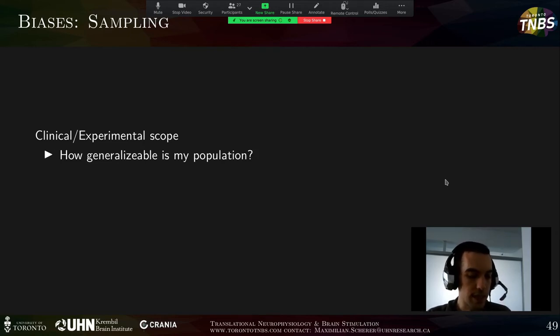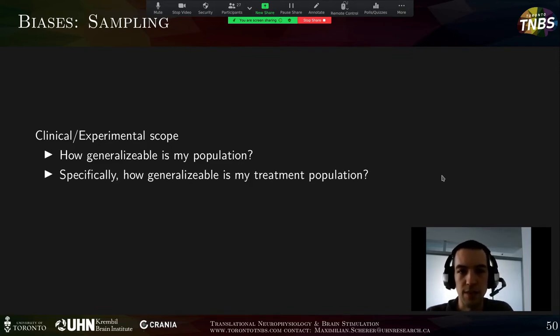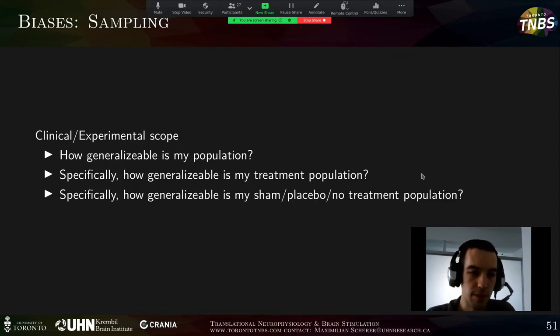And as I already said, when doing your study and sampling your population, you always gotta ask yourself how generalizable is the population you're looking at. And ideally, you don't just ask that across the whole spectrum of patients, because let's say you did some labeled design and you already knew which of them are going to get the treatment and which of them get the sham or placebo treatment. Then you want to ask yourself, are they balanced in distribution into those two subgroups? Do I not have any overrepresentation of a specific subgroup within either of these two groups?